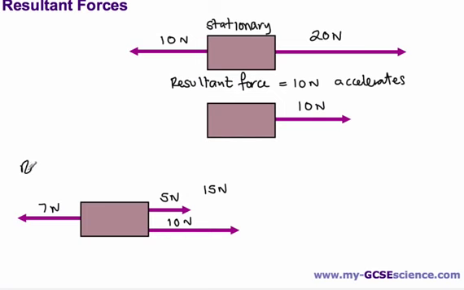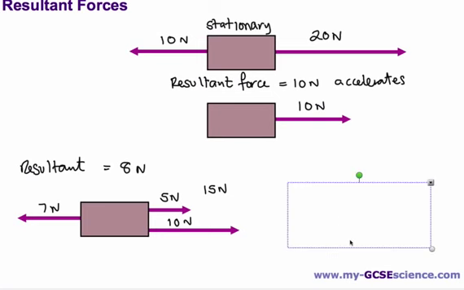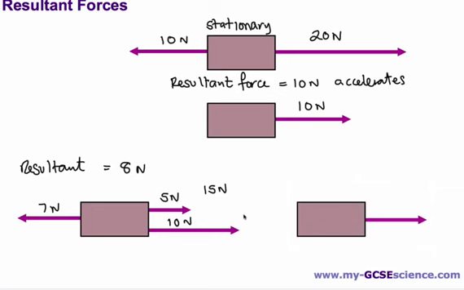So the resultant force equals 8 newtons. And again we can simplify this into one diagram, and we can say that the overall force is actually 8 newtons towards the right. So this diagram is a simplified version of this one, where we've just taken the resultant force to show what happens, and you can absolutely do that with forces acting in opposite directions.